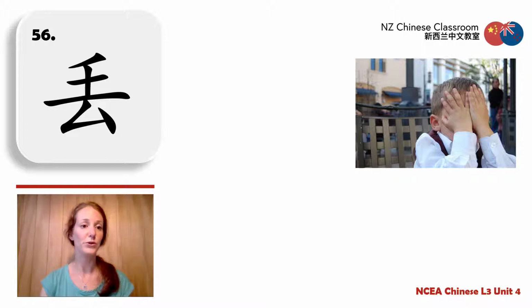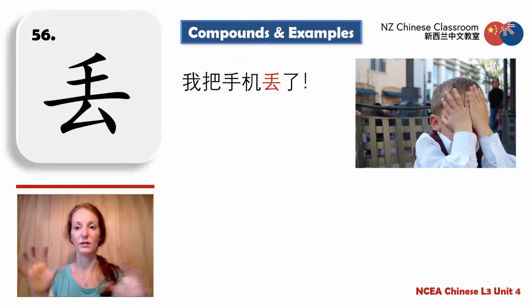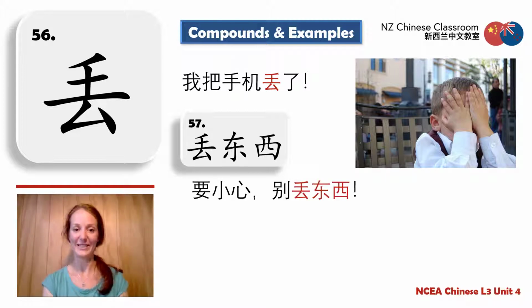All right, 丢, this means to lose. Notice it looks a bit like to go, but there's just one more line added at the top there. 我把手机丢了. I lost my phone. So don't forget about this 把 structure of if something's moved or disposed of. So we use it in this case when we use 丢 to lose something. 丢东西, to lose things. 要小心, 别丢东西. So you need to be careful, don't lose things.